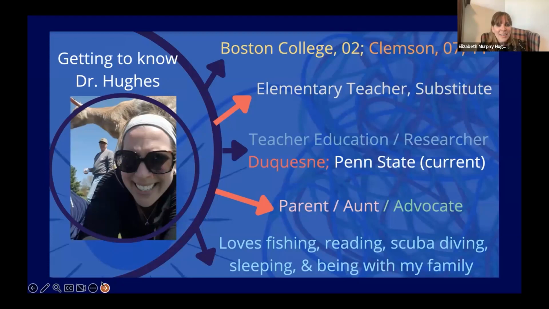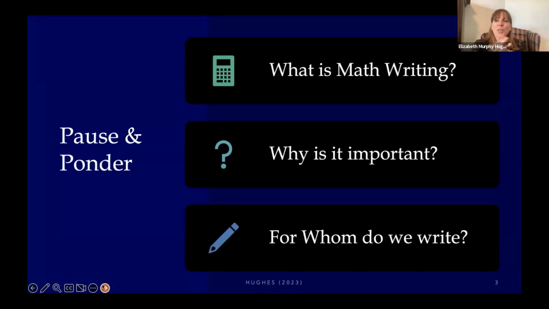Okay, so welcome. I want to start off with a quick pause and ponder. Last session I used the chat a lot, and we will use the chat for this one too, but you don't need to type anything in the chat. This is more like a self-reflection. What do you do in your classroom? The first one I want you to think about is, what is math writing? I'll answer that question too, based on what research and scholarship say. But I want to know for you in your classroom, what is it?